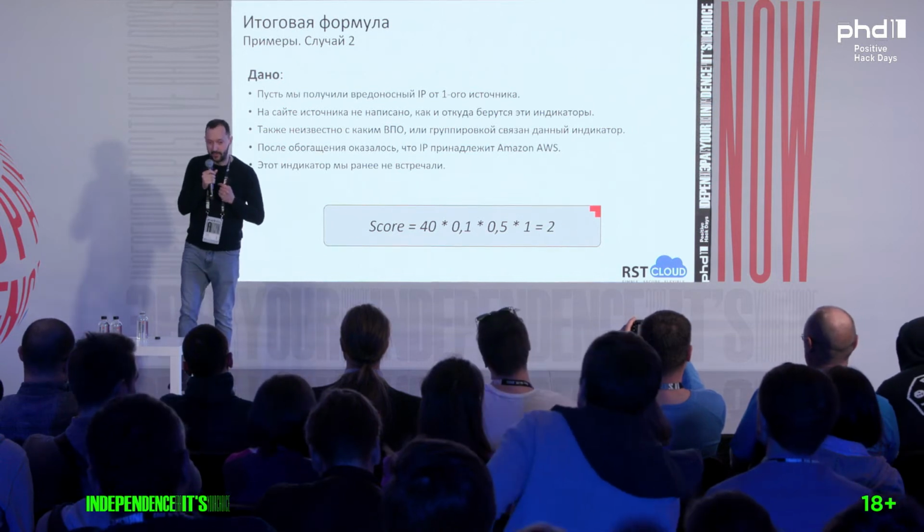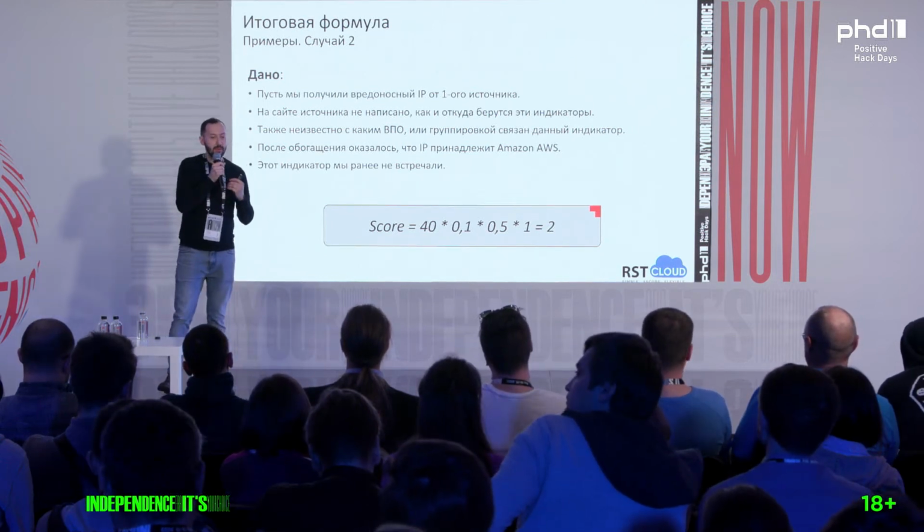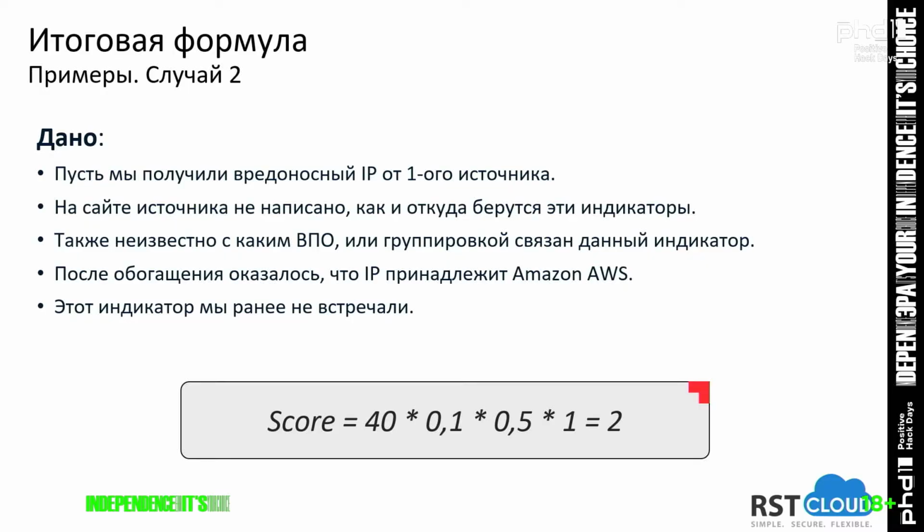Let's consider a different case, also very common. We received a malicious IP from only one source. It is suggested by one website that submitted it. It's not clear how they found it. Moreover, it's not clear if it is associated with any malware or any particular cyber-criminal group. Next, we started enriching it, and it turned out that the IP belongs to Amazon AWS, which means that we are probably going to see lots of false positives there.